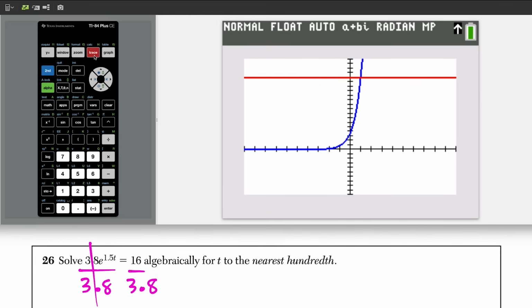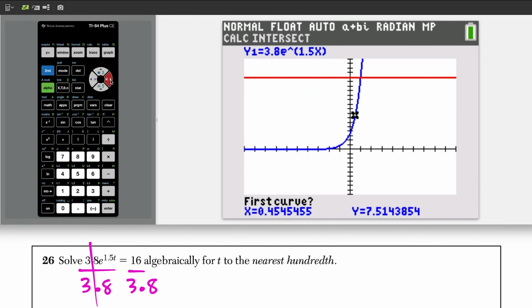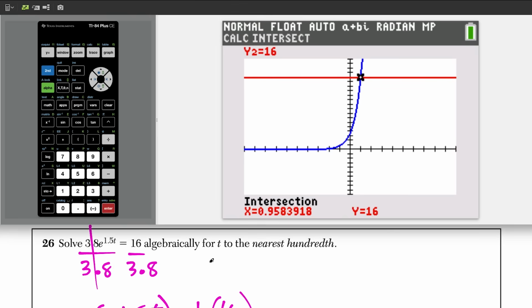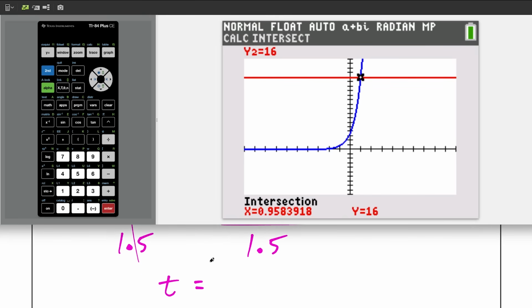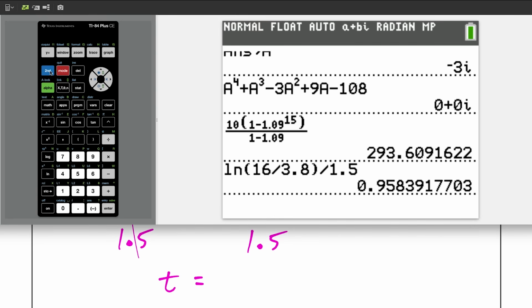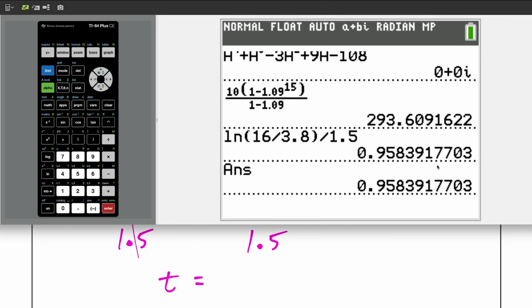And if I press second trace 5, and I go up to the intersection and press enter 3 times, then notice that I get the same decimal that I had on the main screen. Okay, I'm going to press second mode and then second minus to pull up that answer. And you can see how these decimals match. So you can use the graph. However, once again, the question's telling you to do this algebraically and you don't, you're going to get half credit. But if you don't know how to do the algebra, it's better to get some credit than none.